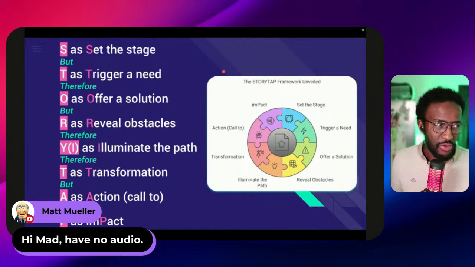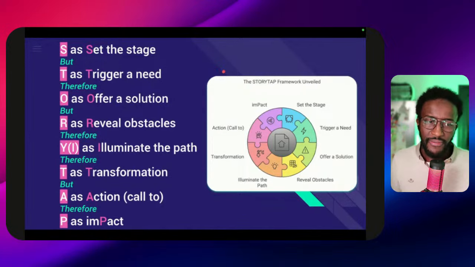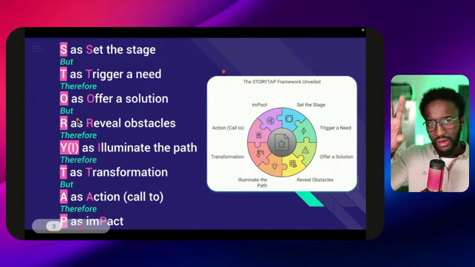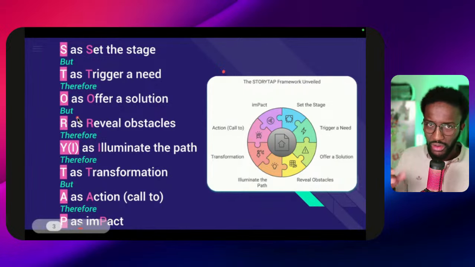So let's go back. As I said earlier, Storytap is really: you set the stage, then you trigger a need, you offer a solution, you reveal obstacle, you eliminate the path. T as transformation, A as call to action, and P as impact. And this is, let's say, an inspiration from Dan Harmon's story circle. So this is the first one. And the second one is, let's say, the therefore-but from the South Park creators.